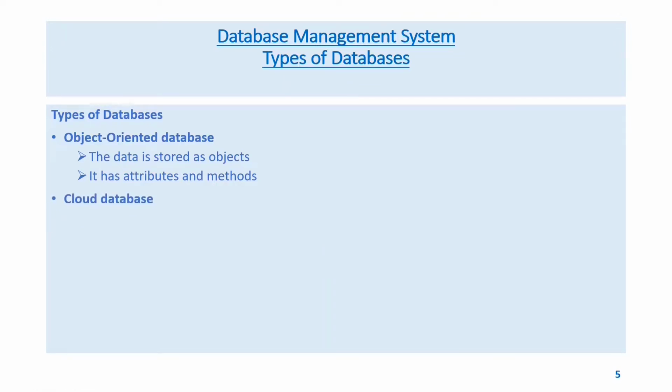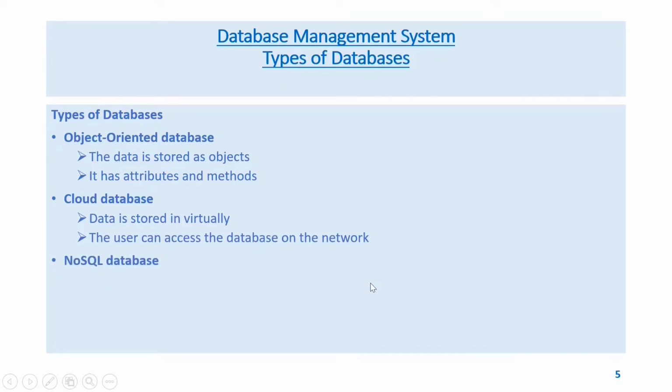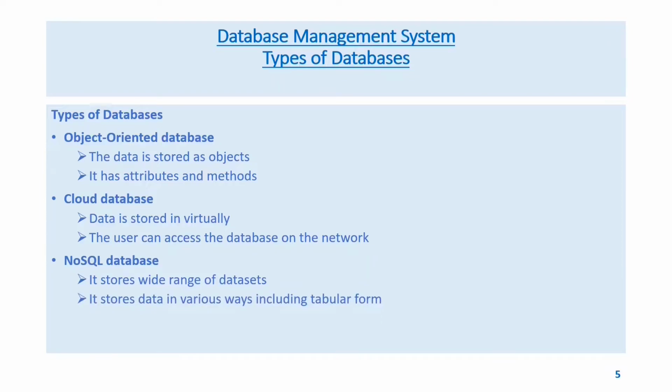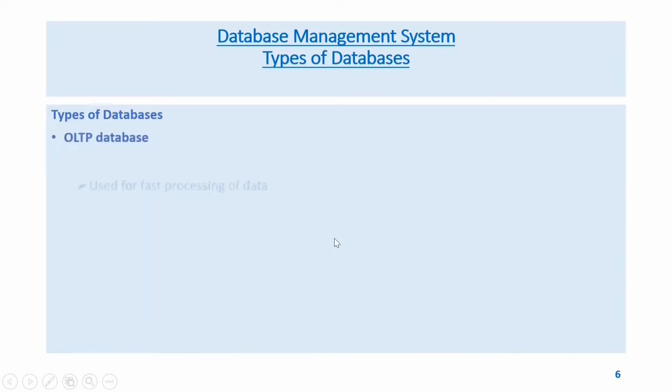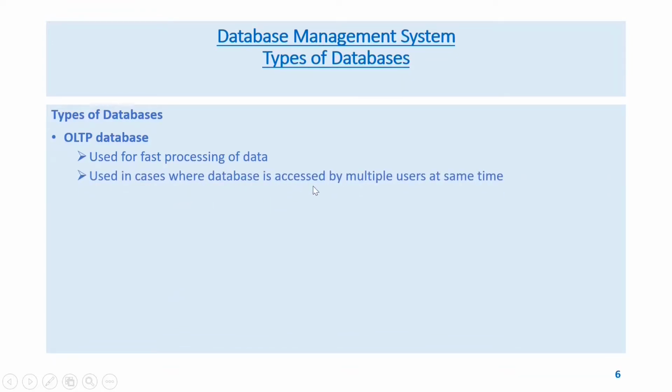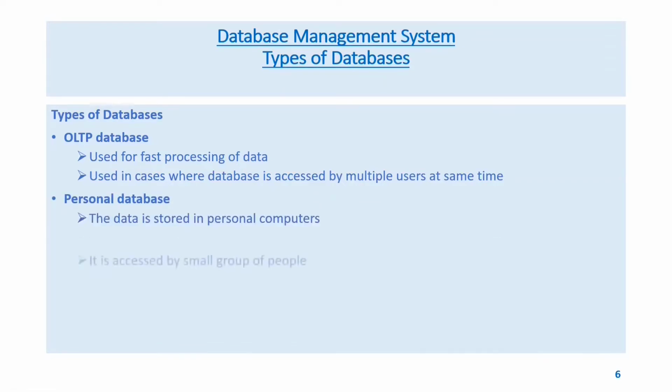Cloud database. Data is stored virtually. The user can access the database on the network. NoSQL database. It stores wide range of data sets. It stores data in various ways, including tabular form. OLTP database. Online transaction processing. Used for fast processing of data. Used in cases where database is accessed by multiple users at same time. Personal database. The data is stored in personal computers. It is accessed by a small group of people.